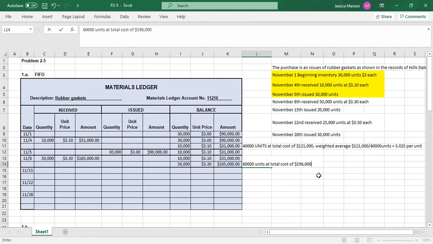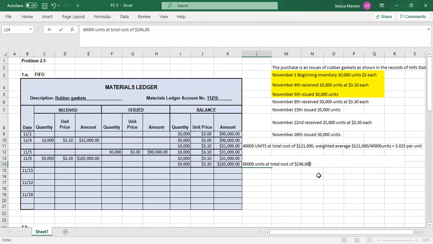So then if we calculated the weighted average, 196,000 divided by 60,000 units would equal, okay, 3.26. Well, 3.26 is what it's coming up with. That's just to really give you a general idea.